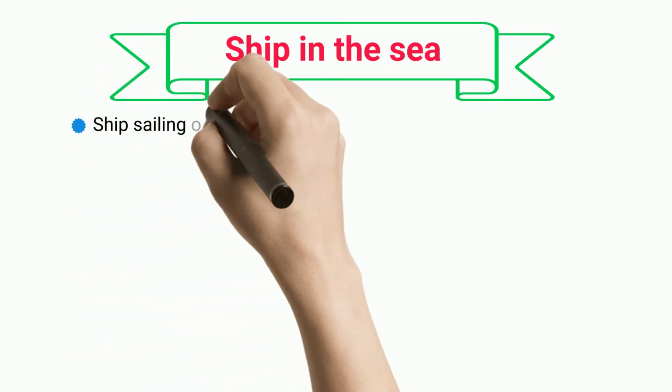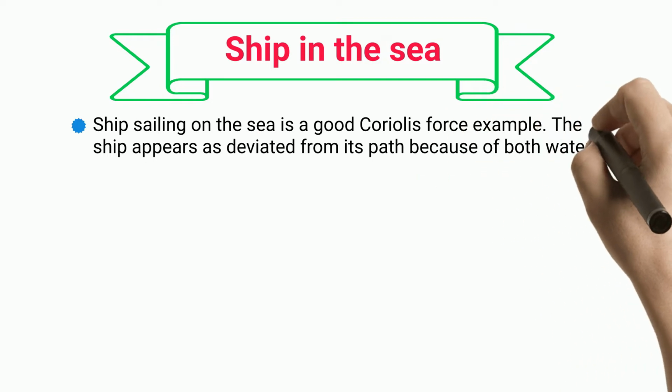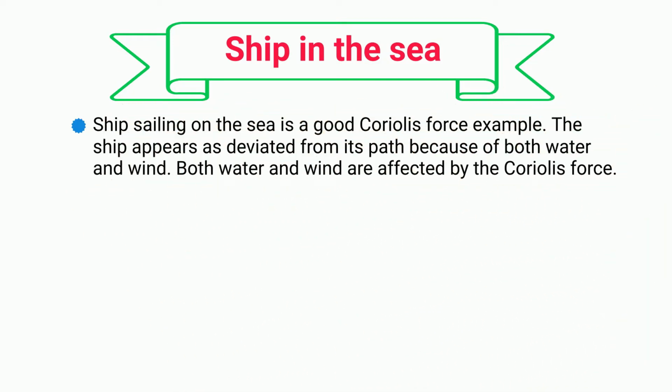Ship in the sea. A ship sailing on the sea is a good Coriolis force example. The ship appears as deviated from its path because of both water and wind. Both water and wind are affected by the Coriolis force.